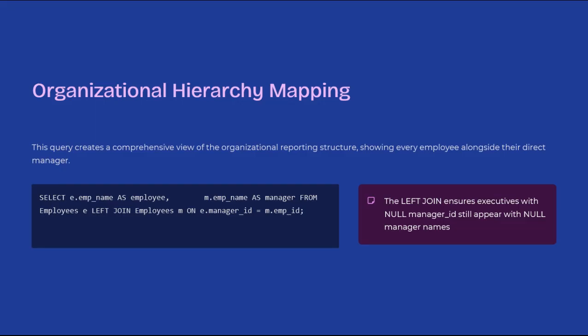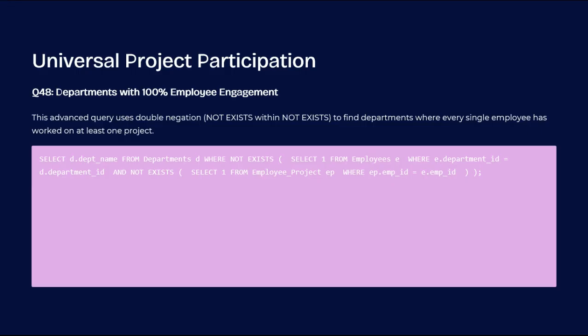Next is organizational hierarchy mapping. This query creates a comprehensive view of the organizational reporting structure, showing every employee alongside their direct manager. Select e.emp_name as employee, m.emp_name as manager from employee e left join employee m on e.manager_id is equal to m.employee_id. The left join ensures executives with null manager_id still appear with null manager names.